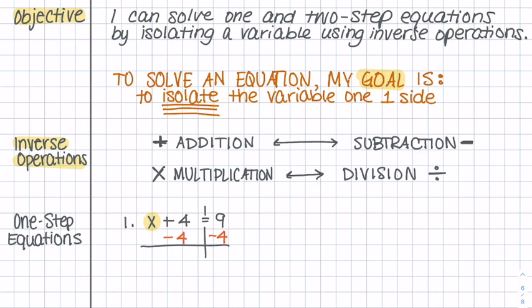4 minus 4 on the left side is 0, so the only thing left is x equals 9 minus 4 on the other side, which is 5. Now, if you look at my problem, x is alone on the left side, and on the other side, I only have a constant. So this is going to be my answer, x equals 5.